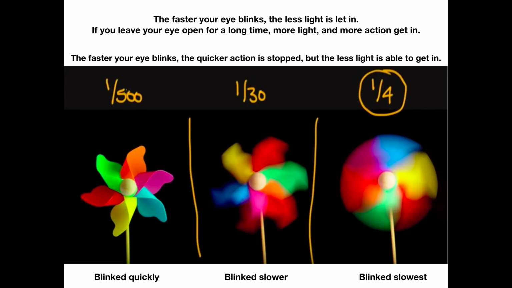So on the left-hand side, we blinked really fast, right? So we have a small amount of light that can get in, but it stopped our motion. In the middle, we blinked kind of a medium speed, right? So we have a medium amount of light that can get in, and our motion is kind of there, but it's kind of blurred. And then on the right, we blinked really slowly and we blurred our motion, but we get a lot of light into the camera. So every single one of these ingredients has to do with light and how much light gets to your camera, right? But they also do one other little special trick, like this one has to do with motion.